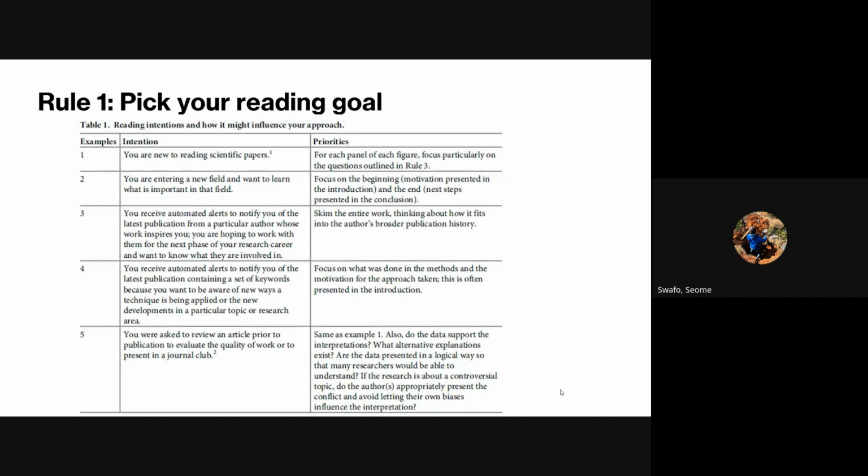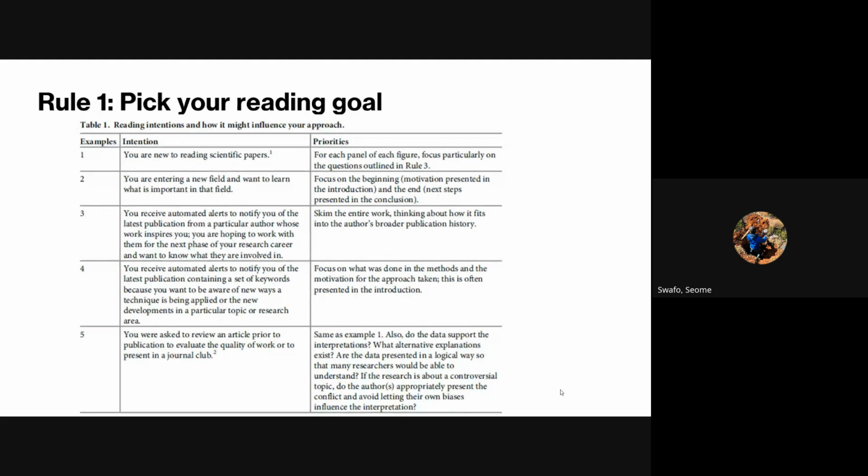Skimming is advisable when you just receive alerts. You can also receive alerts to notify you of the latest publications containing a set of keywords, because you want to be aware of new techniques, since science is continually evolving. That could also be an intention, where you want to learn about new techniques or new developments in a particular topic.